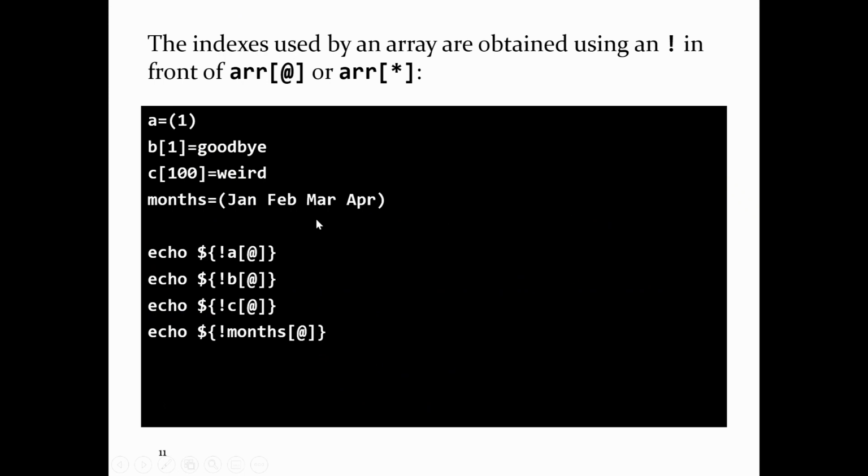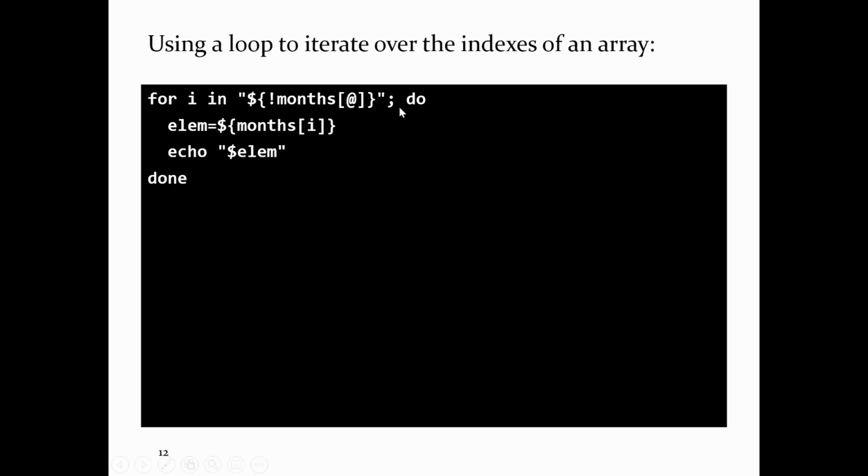Now, the reason you might want to get the indexes is because you may want to write a loop where you access the elements of the array by index. So that's one reason why you might want to get the list of indexes. For example, for I in, now remember the exclamation mark months means the indexes of the array. So that'll give you for I in 0, 1, 2, 3, do, I can get the element out just by using array indexing, and then you can echo out the element. So you'll get January, February, March, April in this case.